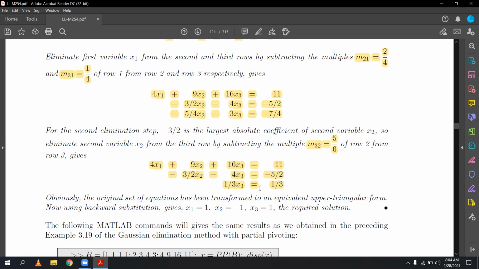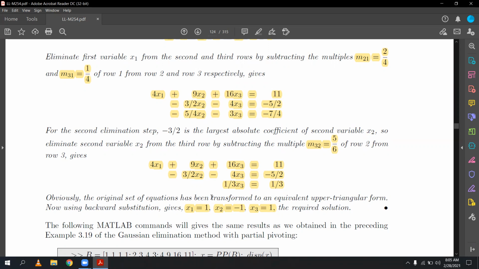And now you use backward substitution. X3 equals, easily you see, 1. You put X3 equal to 1 and simplify, and you will get X2 is -1, and go back here and you will get X1. This is the solution we have with the help of partial pivoting.